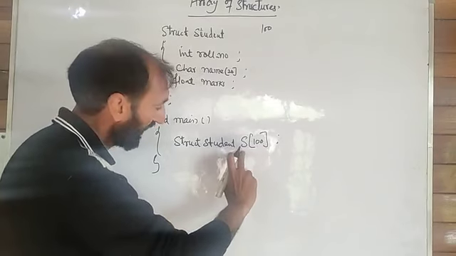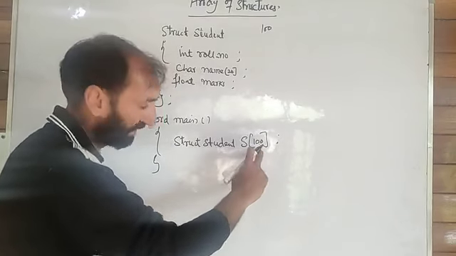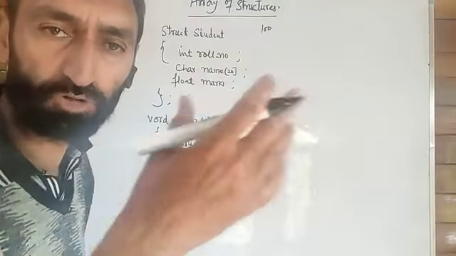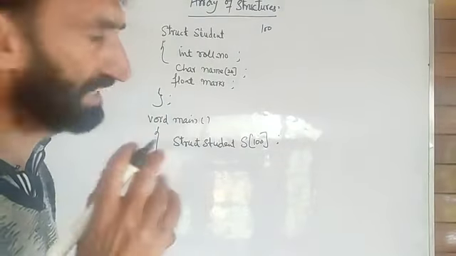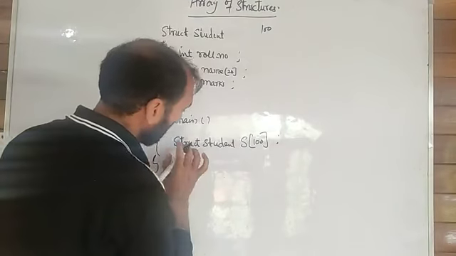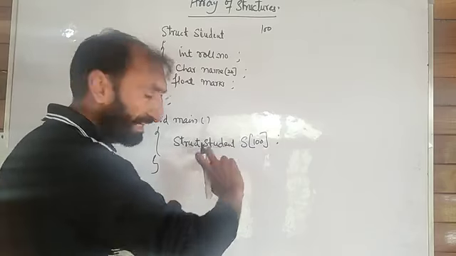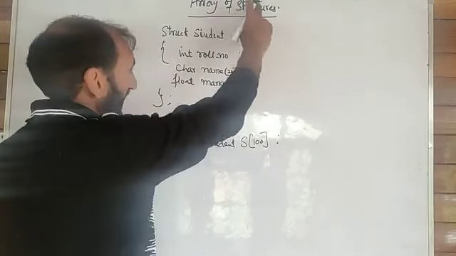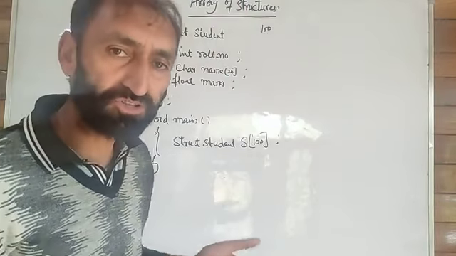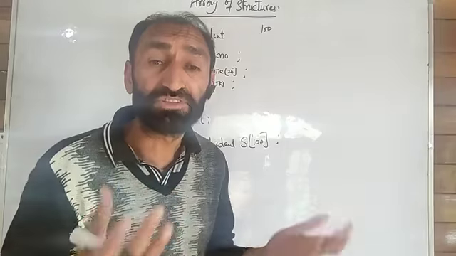By using an array, S is the name, and 100 is the number of objects that we want to create, that we want to declare. So this is the simple way of using arrays. This declaration is called an array of structures. Now I hope you have understood why we need an array of structures.